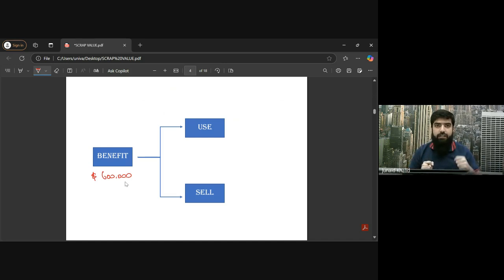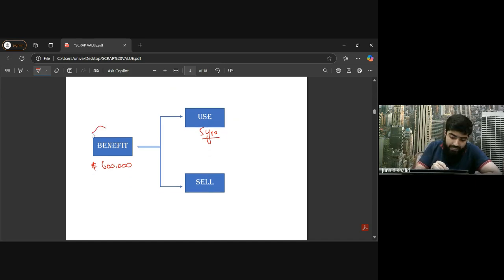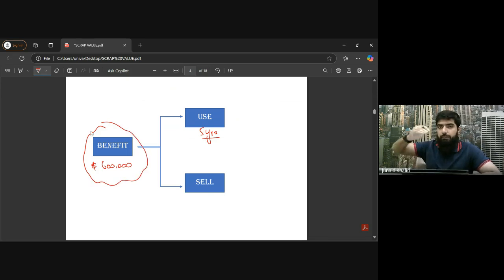Benefit can be extracted in either of two ways. Either by using it, and according to the management's estimation, for example, we will use the asset for a period of 5 years, so by using that asset we'll take the benefit of it. And there is another possibility: by selling the asset, we can definitely take some value from that asset. It means the benefit from that asset can be obtained in either of two ways, either by using the asset or finally by selling the asset.